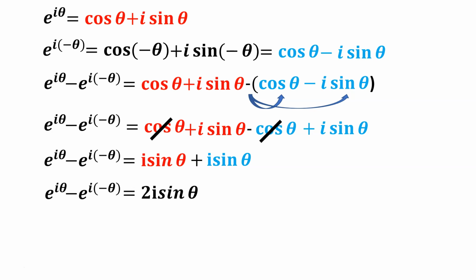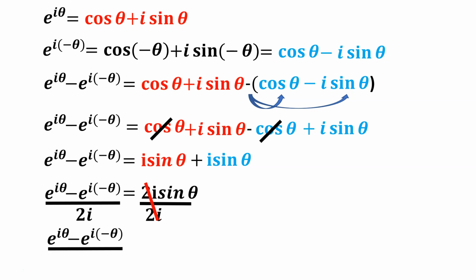And we're super close to getting sine of theta. Simply divide both sides now by 2i, on the right and on the left, like that. On the right side, just cross off 2i with 2i. That goes away, and that's going to leave us the following. e to the i theta minus e to the i negative theta over 2 times i equals sine theta, and that proves what we set out to prove.